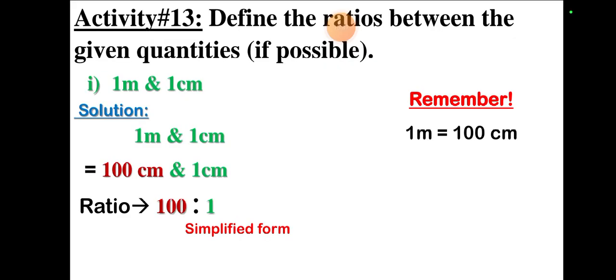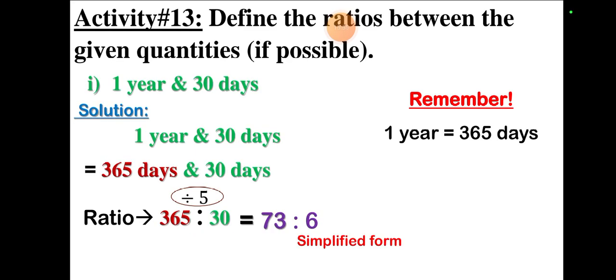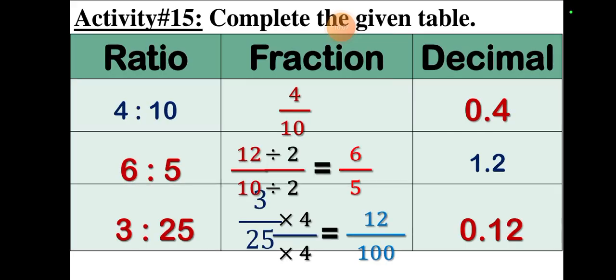Define the ratios between the given quantities if possible. 1 meter and 1 centimeter. Like 1 meter equals 100 centimeters. That's 100 centimeters and 1 centimeter. Cancel out their units, and I'll get 100 ratio 1 as my simplified form. Okay, then I have 1 year and 30 days. 1 year equals 365 days, and 30 days. Cancel out the unit, and 365 ratio 30 divided by 5 will get 73 ratio 6, and that's the simplified form.